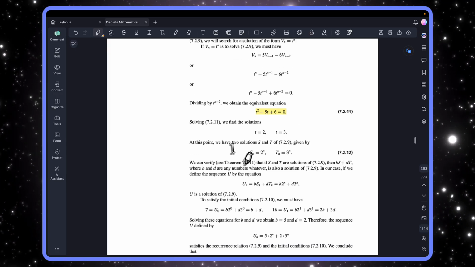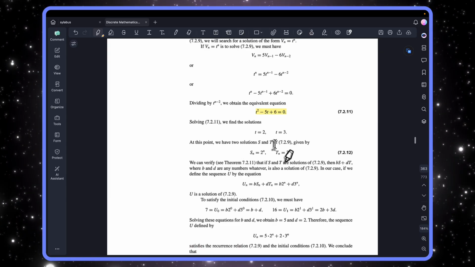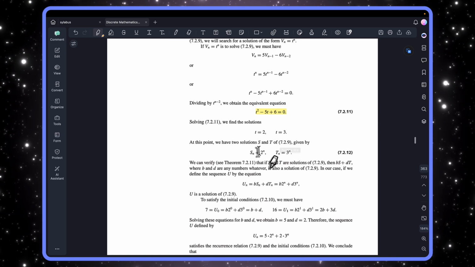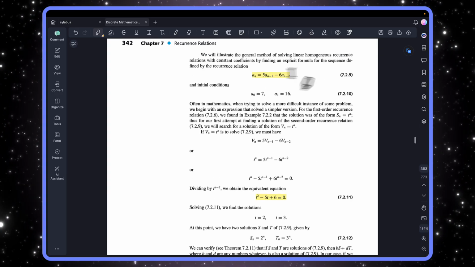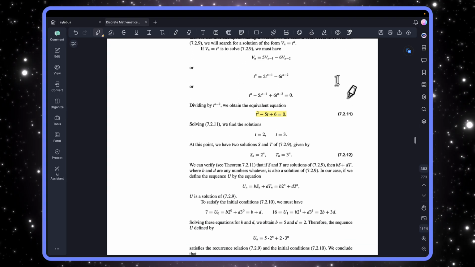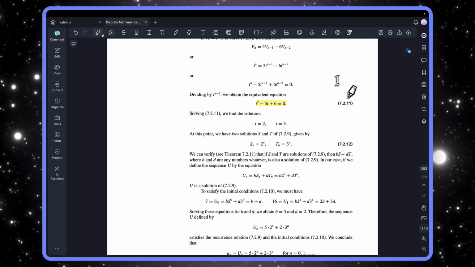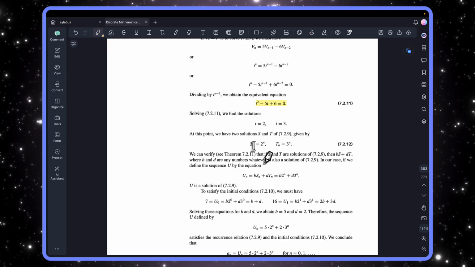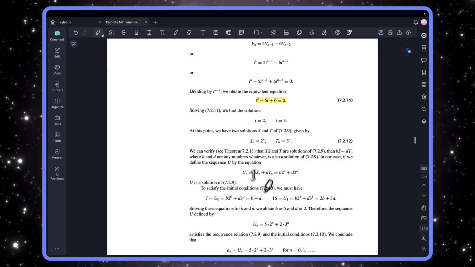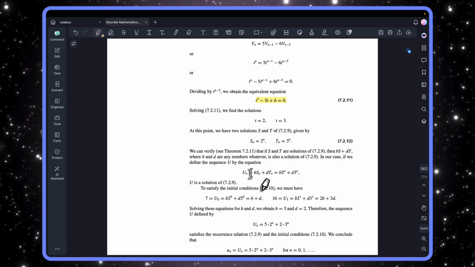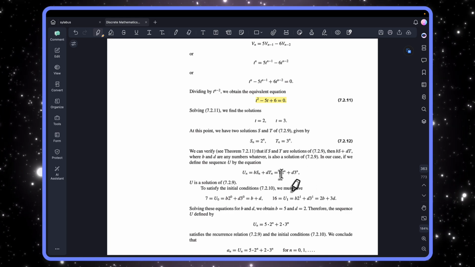So at this point we do have two solutions, S and T, of this equation, given by S sub n is 2 to the n and t sub n is 3 to the n. So that's of this equation right here, right? And so what do we want to do? It turns out that if you look at this theorem very carefully, you can see that if you have two solutions of a linear homogeneous equation, then if you add them together, this is u sub n, where we have b times s sub n plus d times t sub n. This is also another solution, okay?